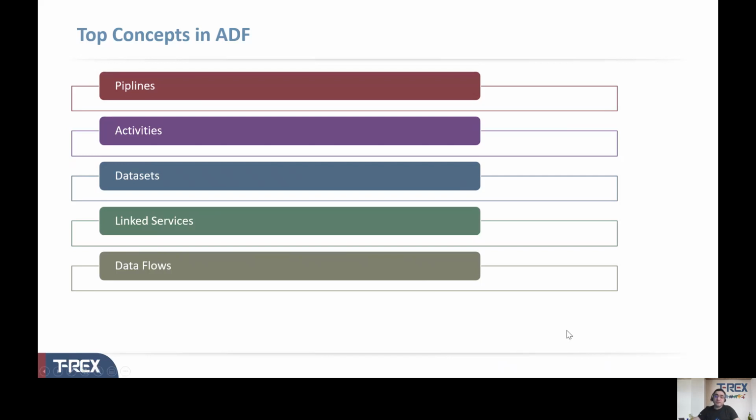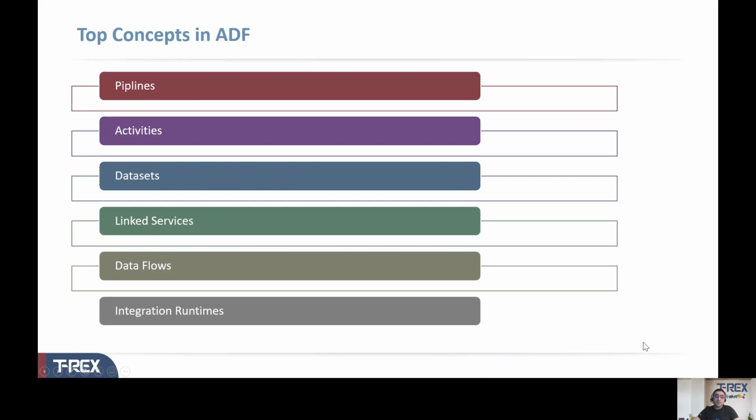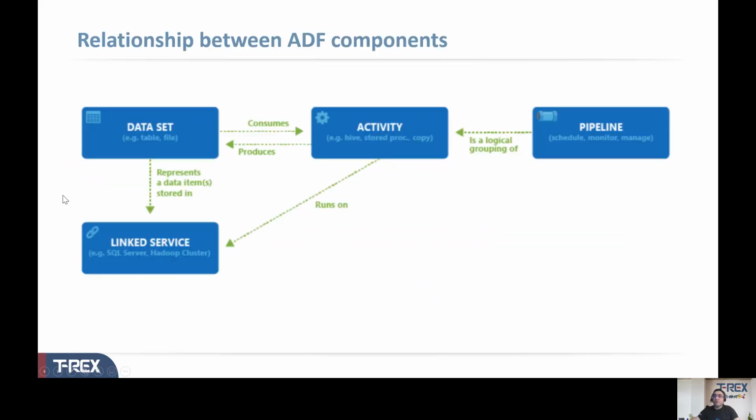And finally, integration runtime. Integration runtime is a compute infrastructure used by ADF to provide data integration capabilities across different network environments. That said, it might be confusing to understand the relationship between these concepts, so the next graph should clarify this relationship, where we see pipelines on the right edge, activities in the middle, and datasets and linked services.